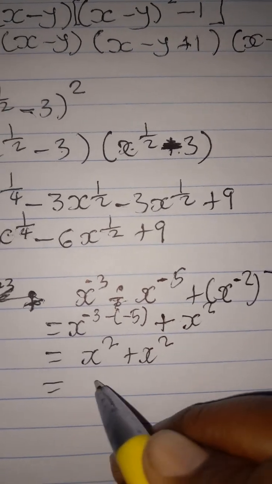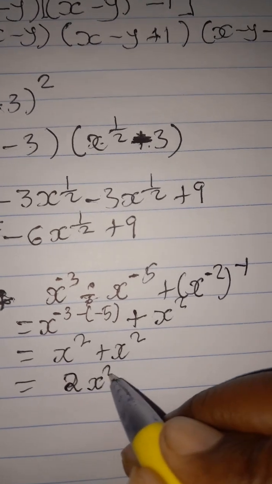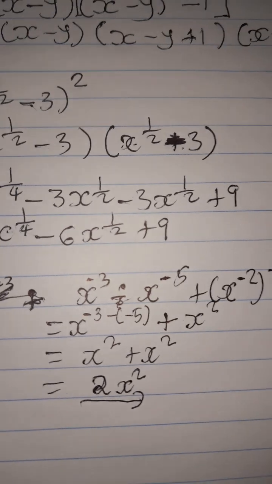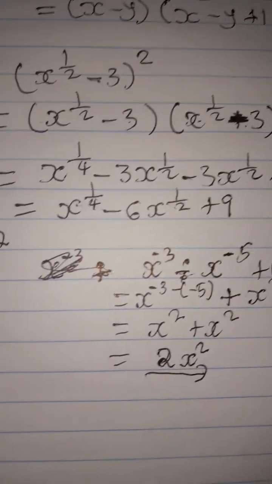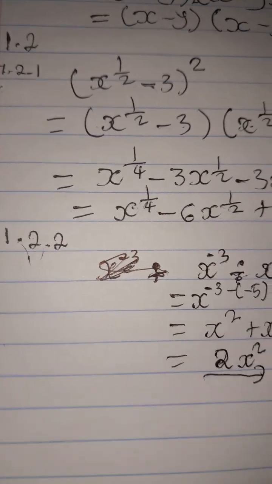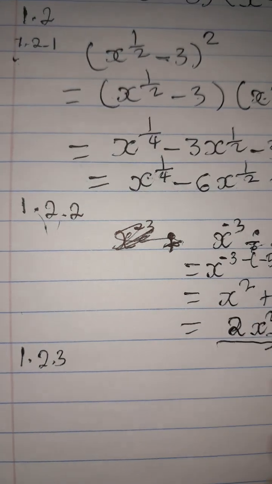So these are totally like terms, so it will be 2x squared. These are the like terms. So that's how you would have simplified such a beautiful question, right? I guess now we will go to 1.2.3. 1.2.3, that's an exponent.